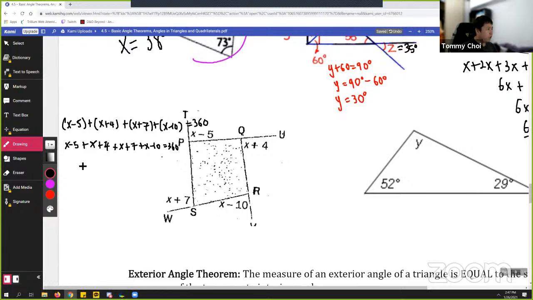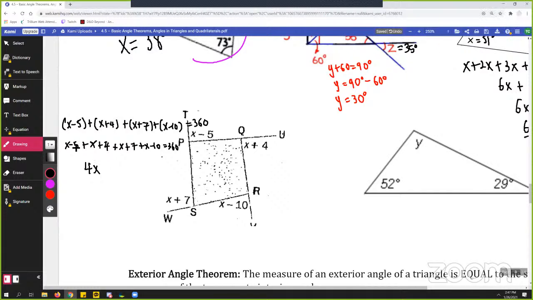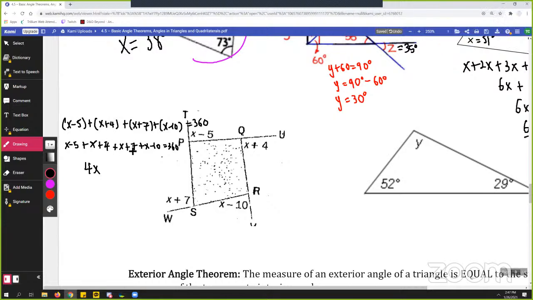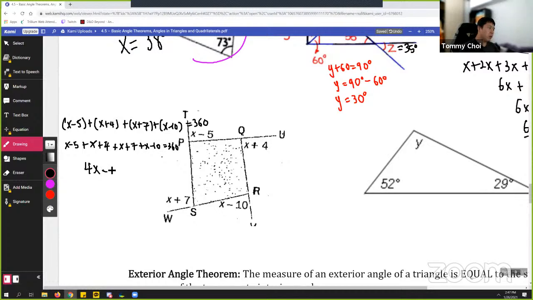Collecting like terms, that's 4x's. And then negative 5 plus 4 plus 7 minus 10. I know, it's a lot. But negative 5 plus 4 is negative 1. Plus 7 is positive 6. Minus 10 is negative 4. So you should be able to simplify this to 4x minus 4 equals 360. Like that. So you should be able to get to this point here.